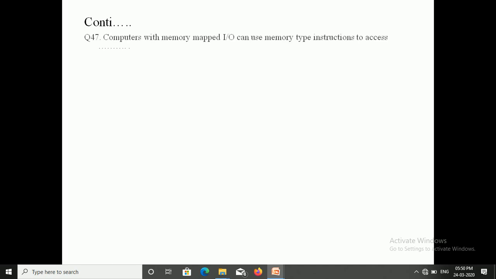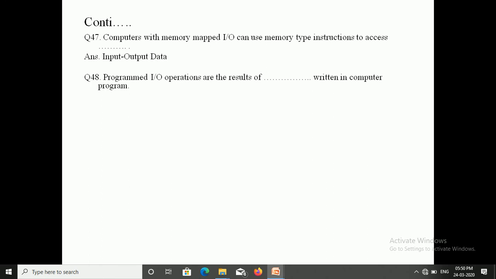Now continue with computers with memory mapped input output can use memory type instructions to access dash. The correct answer is input output data. Next is programmed input output operations are the result of dash written in computer program. The correct answer is input output instructions. The programmed input output operations are the result of input output instructions written in computer program.